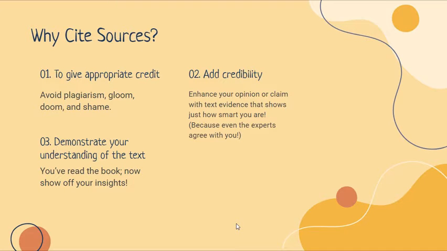As you might recall in Ms. Moore's video, she explained different reasons why you would want to cite a source. And these are 3. One is to give the appropriate credit, and this is to avoid plagiarism, doom, gloom, and shame. Another reason is to add credibility.